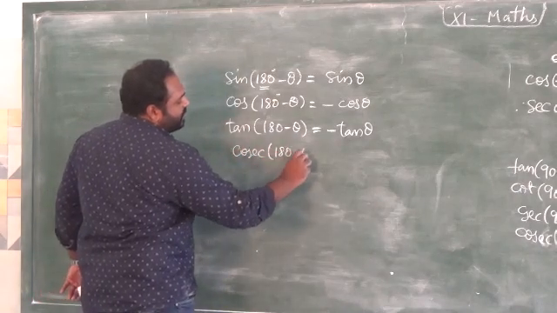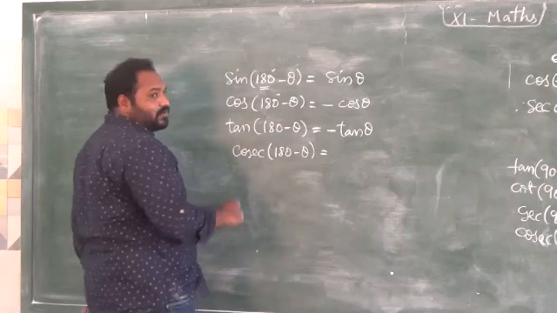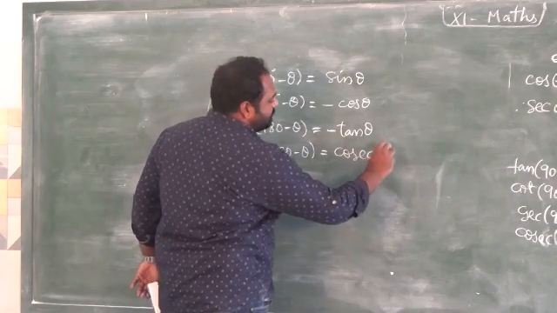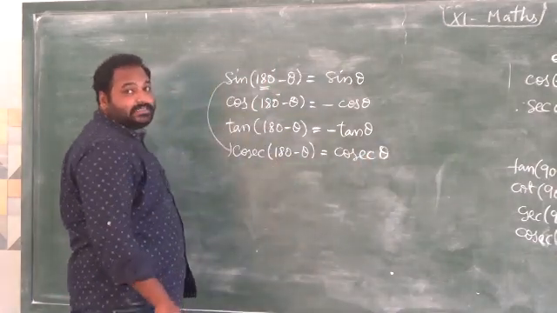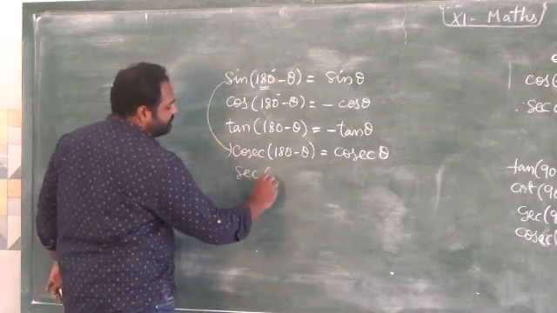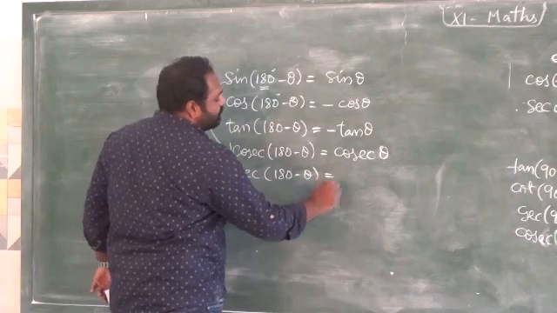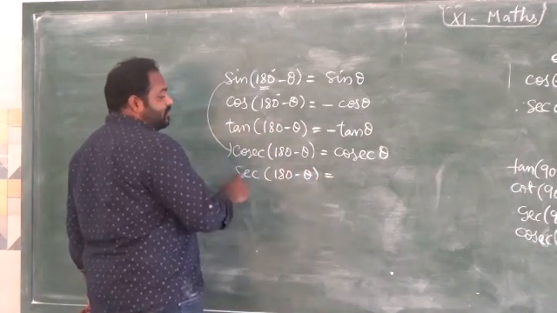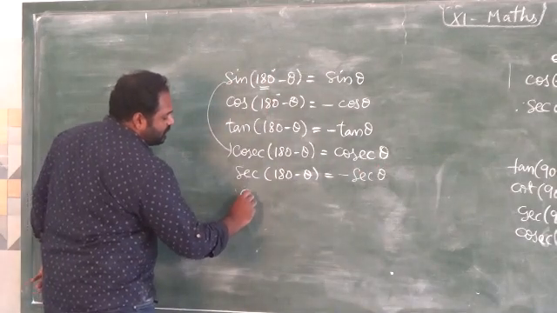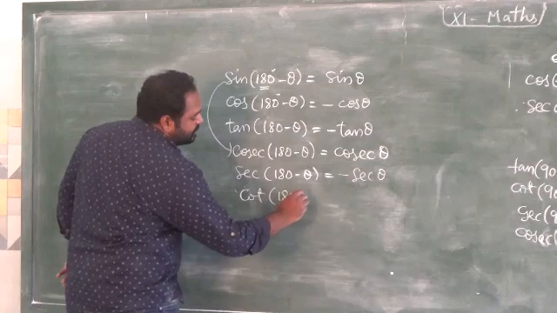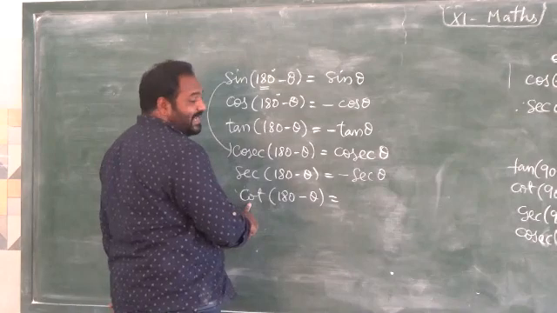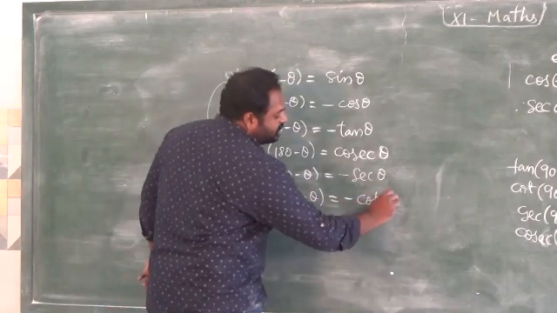Cosecant 180 minus theta. Second quadrant, cosecant and sin positive. So cosecant theta, because for 180 we can't change anything in the ratio. Next secant 180 minus theta. Second quadrant, secant negative. So minus secant theta. Cot 180 minus theta. Cot in the second quadrant is negative, minus cot theta.